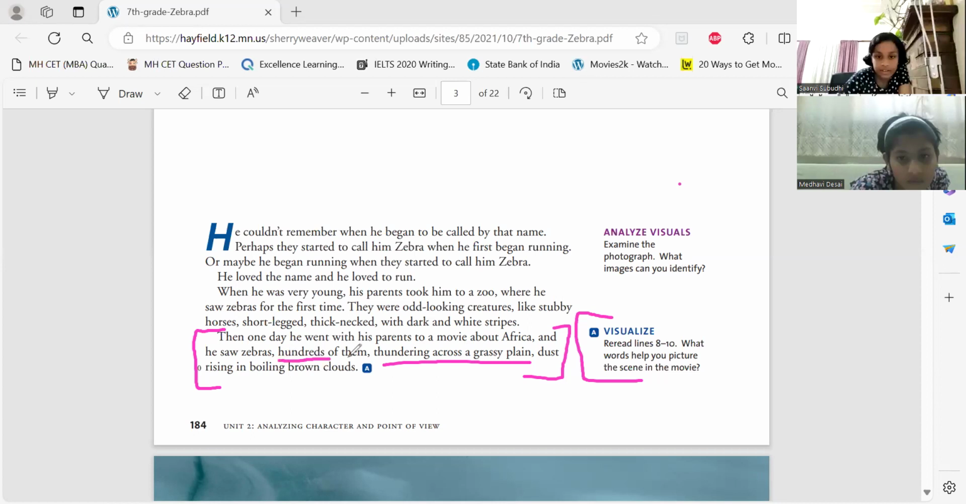Hundreds of them were thundering across a grassy plain. Dust rising in boiling brown clouds.